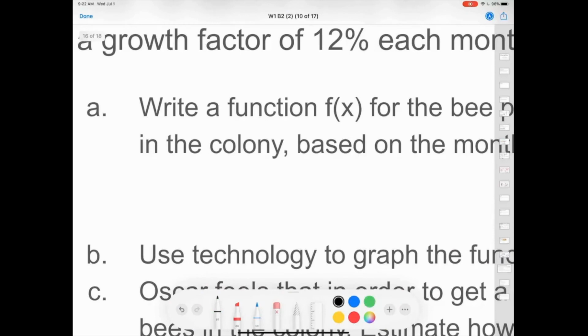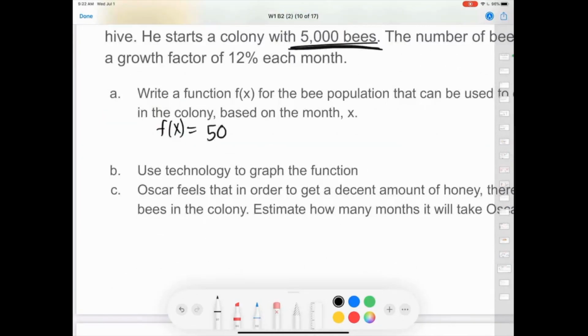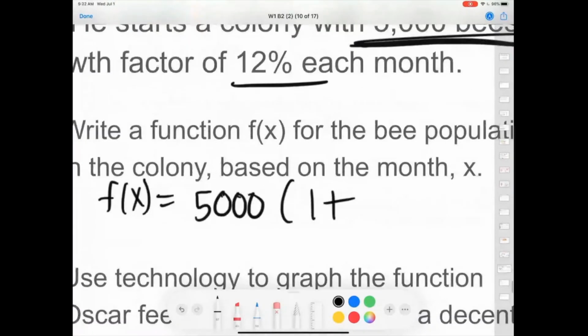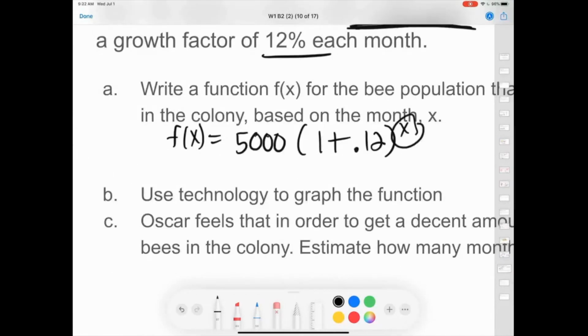So I'm going to say f of x, because that's what they want us to call it, is equal to, and then you want to start off with the amount of bees that you are starting with. Okay, so this is 5,000 times 1 plus my rate. Okay, so my rate is 12%. As a decimal, that's going to be 0.12. And this is to the power of x. Okay, so there's my formula, where x represents the month. Okay, it says right here to use x as the month.